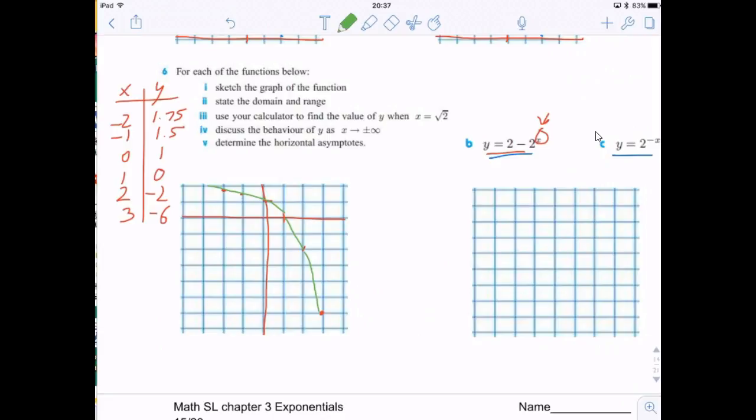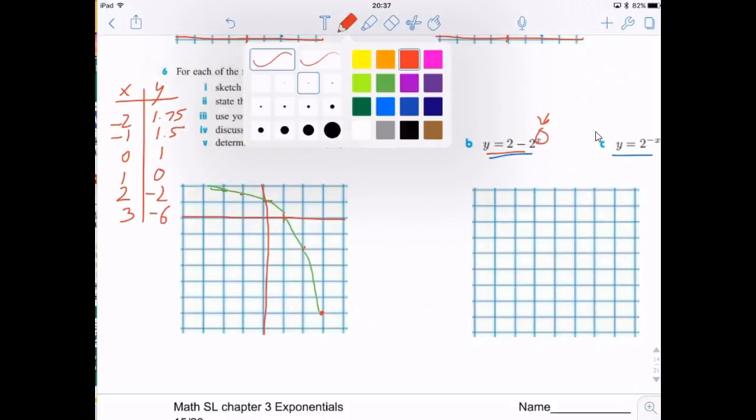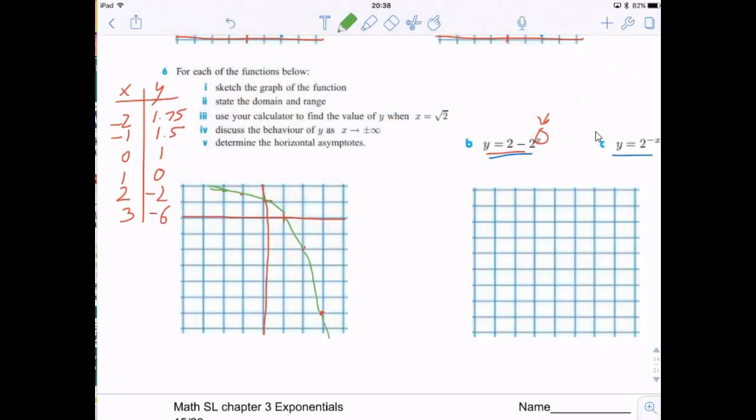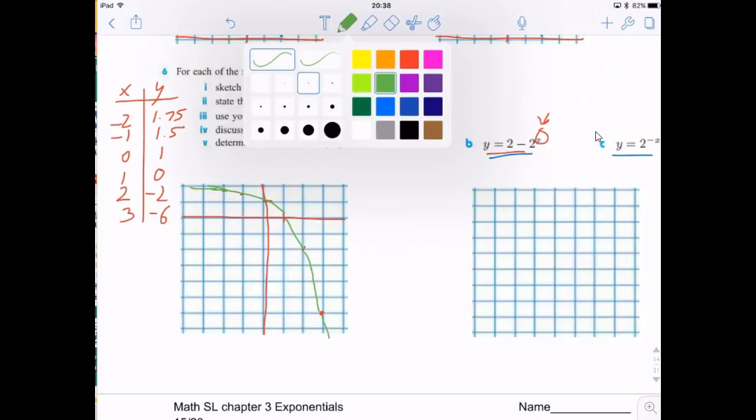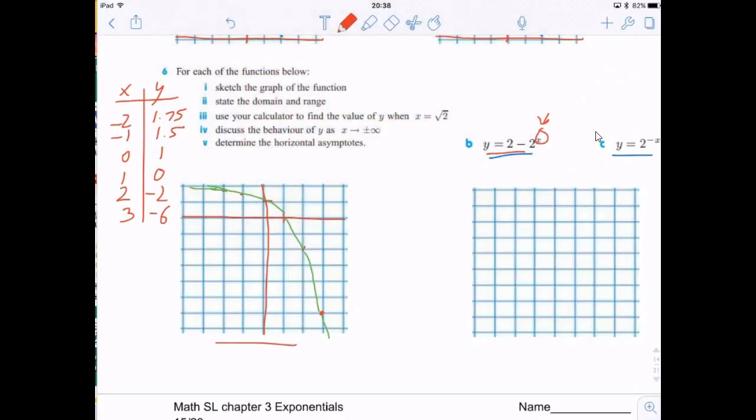Okay, so it looks kind of like that. Let's see what other questions it asks us. State the domain and range. Okay, so in the case of the domain, we have to consider that this function actually goes on forever in both of these directions. The range itself is basically like the valid x's, right?